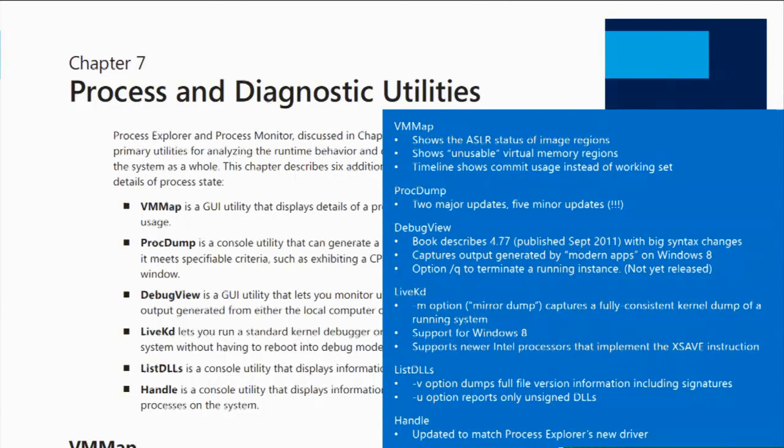And finally, for the process and diagnostic utilities chapter, the handle utility, which is a command line utility that's similar to Process Explorer and shows the kernel mode handles that are owned by a particular process. It didn't change at all, except for one thing. It uses the same kernel mode driver that Process Explorer uses. So when you update Process Explorer, if its driver had changed, you need to update handle at the same time.